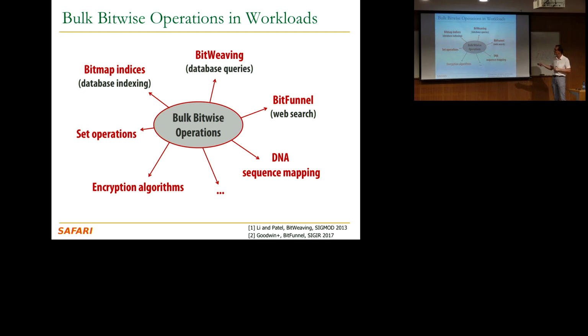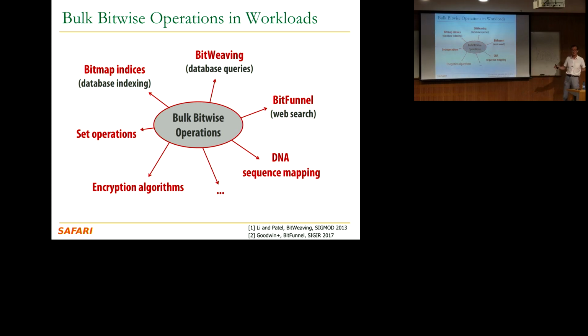And we've actually shown several applications. Bitmap indices are a very good example. I'm going to talk about BitWeaving. And actually, people are designing web search engines that operate at the bit level. This is Microsoft's web search engine, BitFunnel, so that they could use GPUs and FPGAs. There's DNA sequence mapping that we worked on, which uses a lot of Ambit-like principles to accelerate DNA sequence mapping. A lot of encryption algorithms operate at the bit level, and there are set operations that are described in the paper. And there's more, I think.